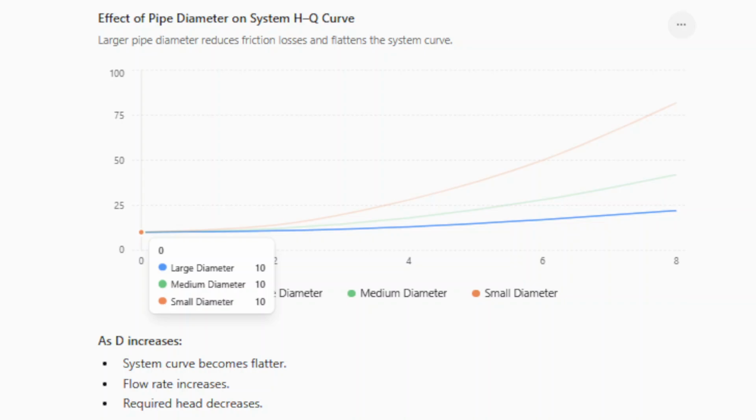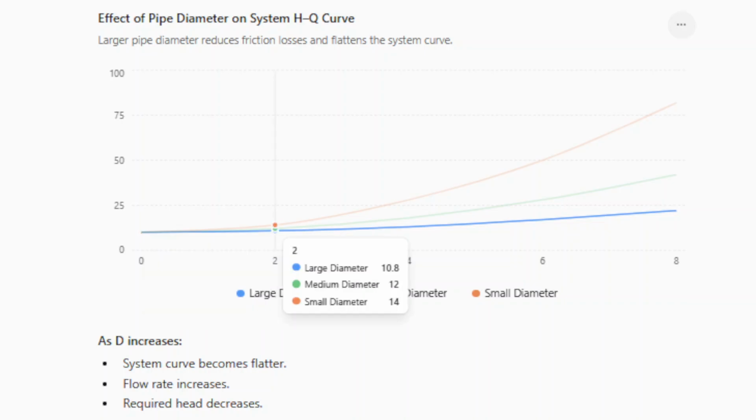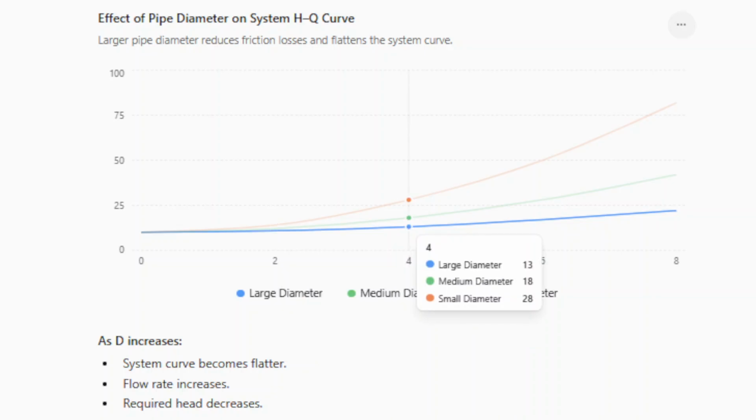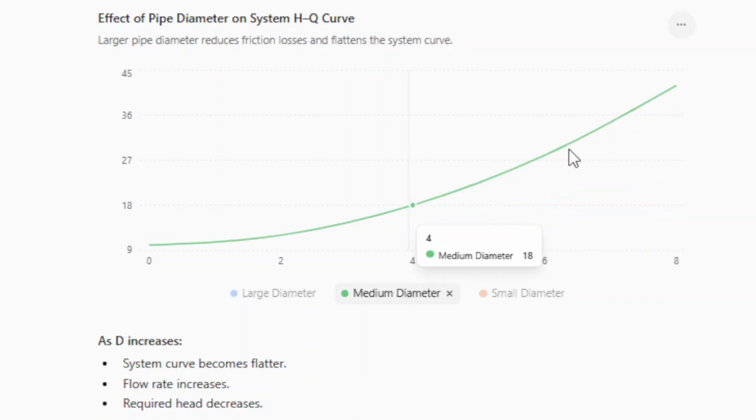Let's begin with the blue curve, which represents the large diameter pipe. A larger pipe diameter allows the fluid to flow with lower velocity. Lower velocity results in lower friction losses. Therefore, the required system head increases slowly with increasing flow rate, making the system curve the flattest. Now look at the green curve, which represents the medium diameter pipe. Since the diameter is smaller than the blue case, the fluid velocity increases. This leads to higher friction losses, so more head is required for the same flow rate.